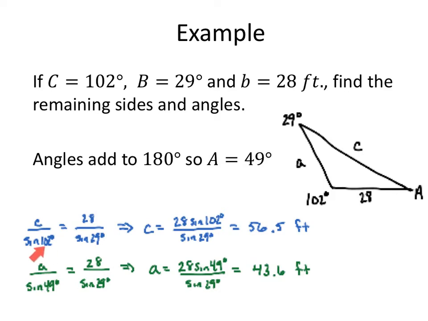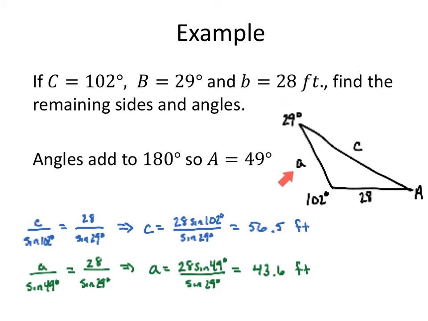In order to find c, I'm going to multiply both sides of this equation by the sine of 102 degrees, making sure I'm either in degree mode or making sure to use the degree indicator while staying in radian mode. I can find the value of c with my calculator to be 56.5 feet.